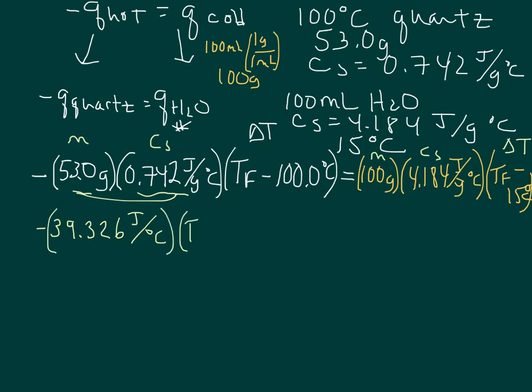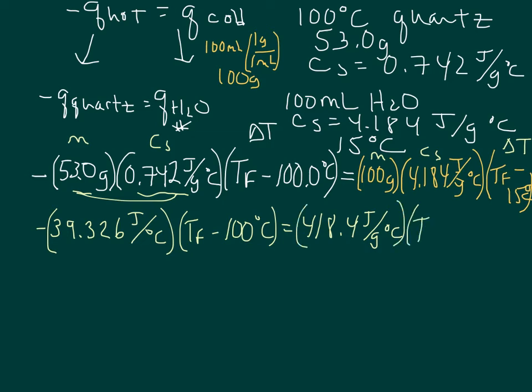And then we're still going to have T final minus 100 degrees C. Let's go ahead and multiply the mass of our water times its specific heat, and we're going to get 418.4 joules per gram degree C. And we also still have this delta T. We have the initial temperature, but we don't have the final temperature.